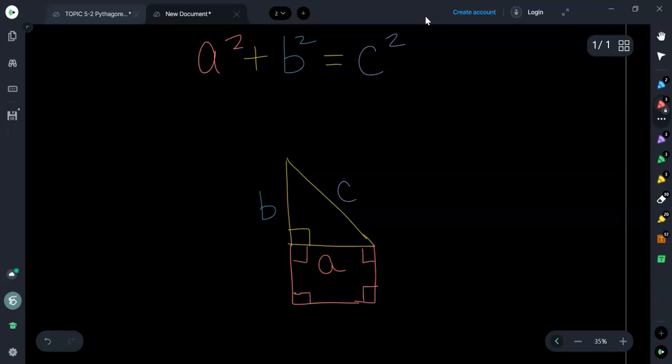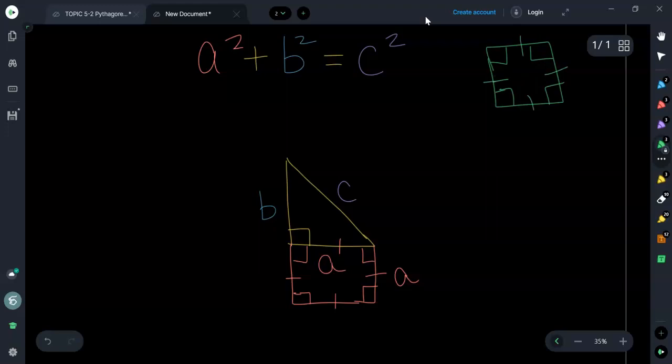And since this is a square, what does that mean? That means all these sides are the same, right? So that means that this square is an A by A. Now, if you want to review, and let's come over here and we'll review. When you have a square, that means you've got four right angles and all four sides are congruent.